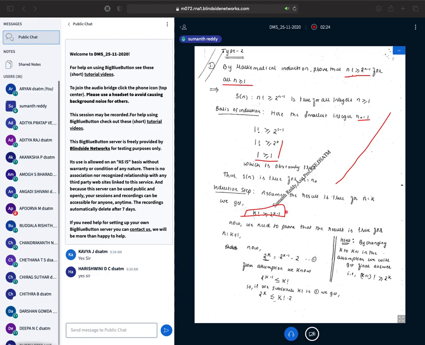Minus 1, which again will be equal to 2 to the power of k. Okay, so this is the final answer that I need to prove. In order to prove that, as I have told you, the RHS will be 2 power k, and here it will be k plus 1 factorial.